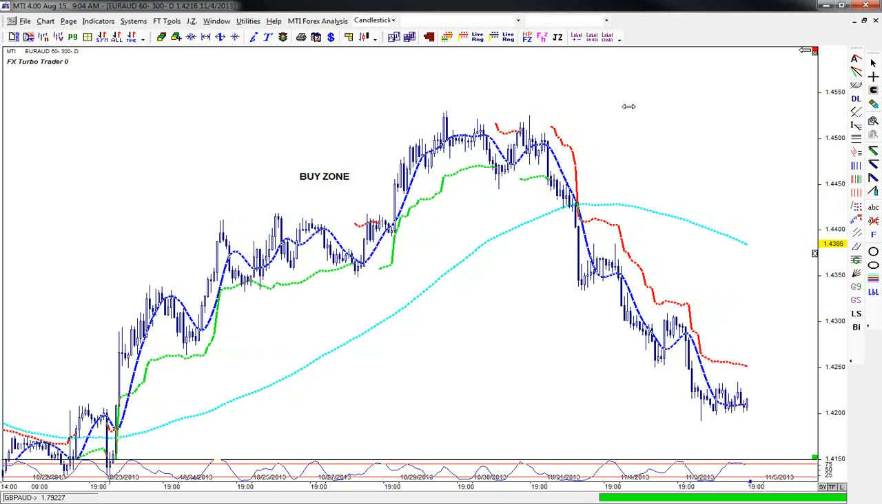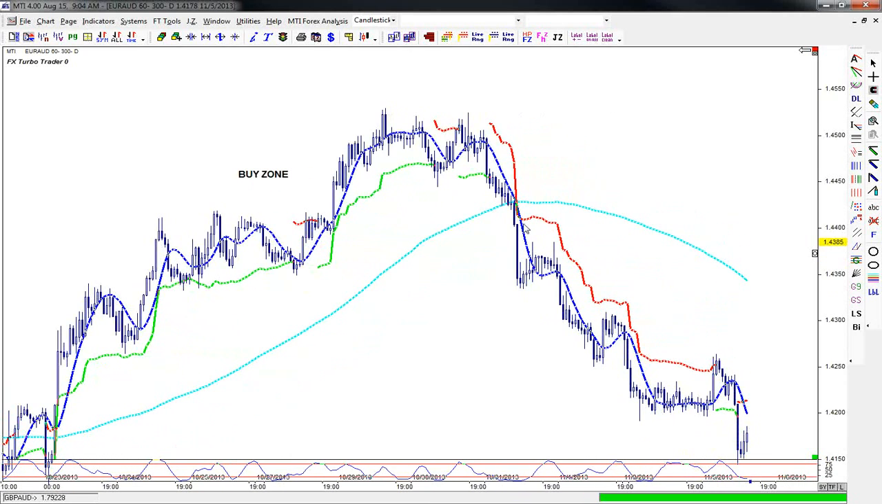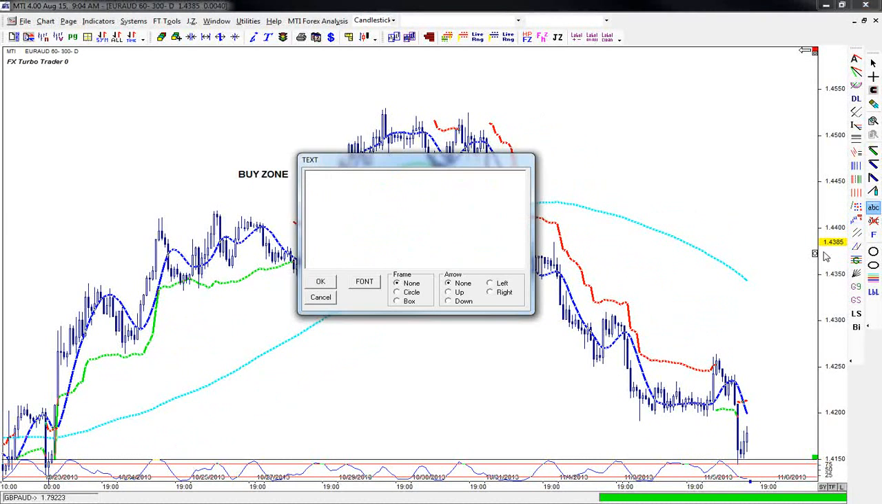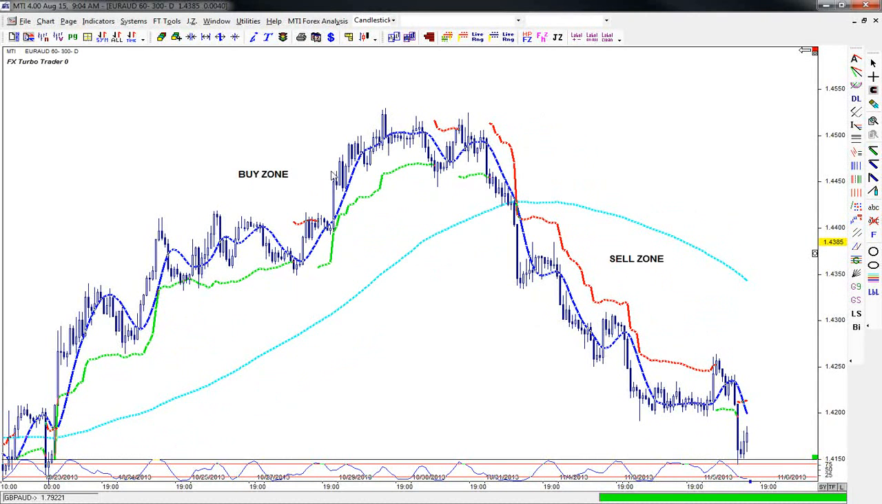Take a look at the candles below the teal blue line. When the candles are below the teal blue line, that represents that the market is going down. That I'm going to label my sell zone. So, candles above the teal blue line, buy zone. Candles below the teal blue line, sell zone. Does that make sense to each and every one of you?